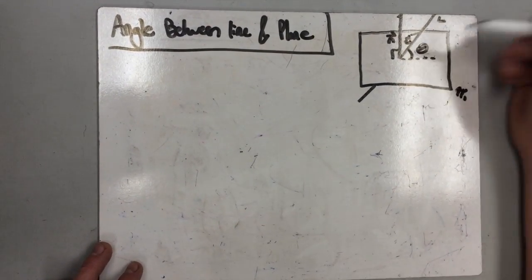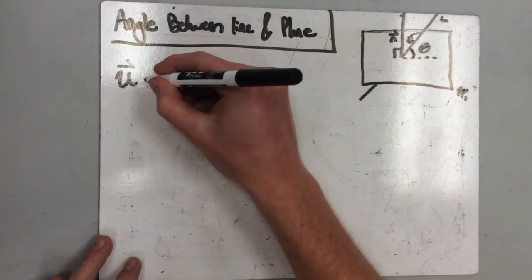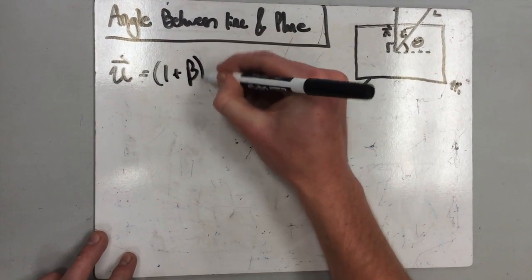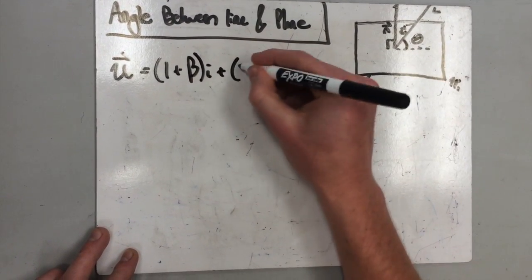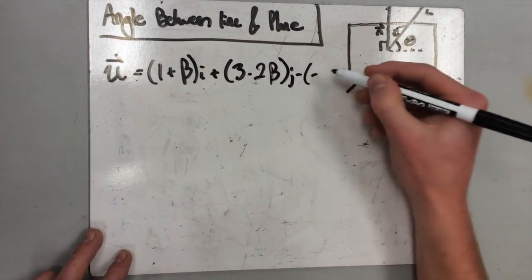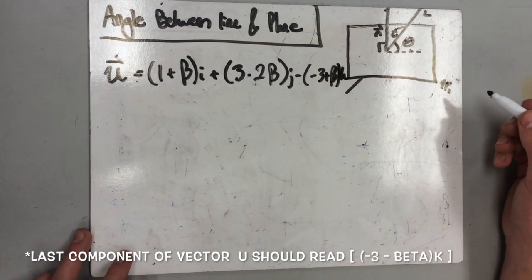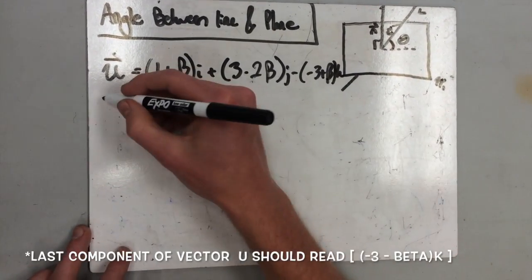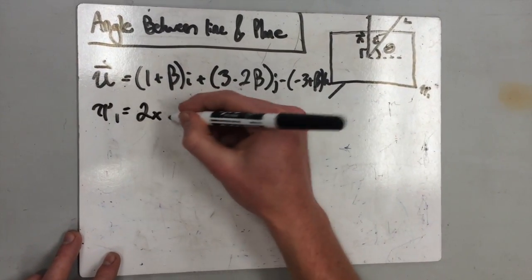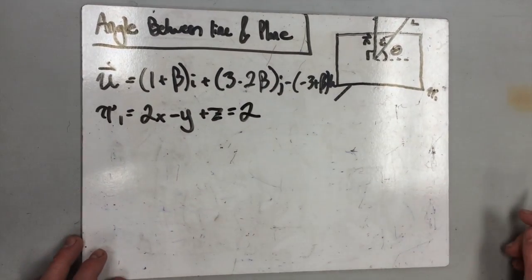So we're going to hypothetically say that this vector u is equal to (1 plus beta)i plus (3 minus 2 beta)j minus (negative 3 plus beta)k. And the plane, the Cartesian equation of the plane, is going to equal 2x minus y plus z equals 2.